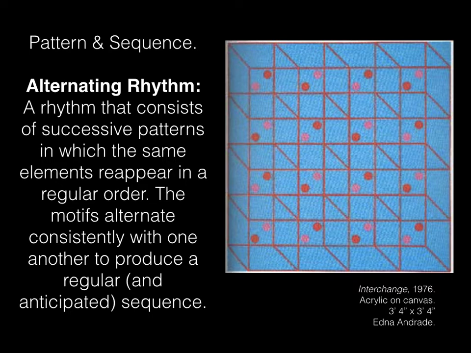So in this piece by Edna Andrada, called Interchange, we can see that there's these kind of cubes, and then there's these pink and red dots within them, and the pink and red dots alternate vertically as we kind of move throughout the piece, and to me it almost feels like I can see them cha-chaing or dancing or moving, like these little condos, but there's just a simple switch of those colors, and it really creates a feeling of movement. There's this anticipation of what's going on back and forth.